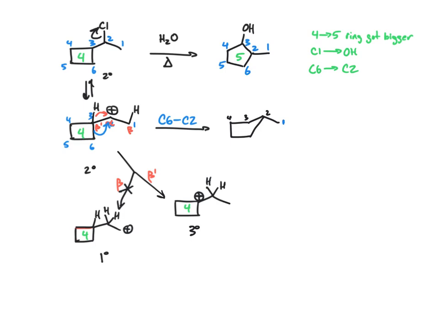Blue, 1, 2. So I've migrated C6 to C2, so the plus charge ends up at C3. Now what you see is the ring has grown. And so this is actually equivalent to this. Now the nucleophile water then comes in to attack that.